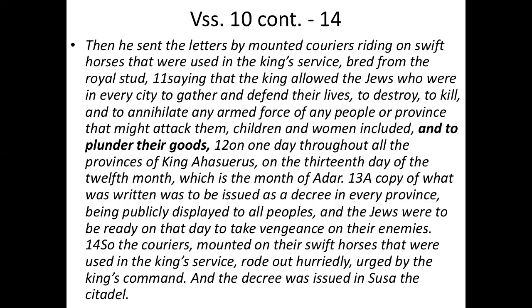A copy of what was written was to be issued as a decree to every province, publicly displayed to all peoples, and the Jews were to be ready on that day to take vengeance on their enemies. So the couriers, mounted on their swift horses used in the king's service, rode out hurriedly, urged by the king's command, and the decree was issued in Susa, the citadel.